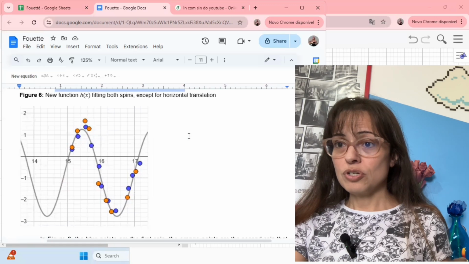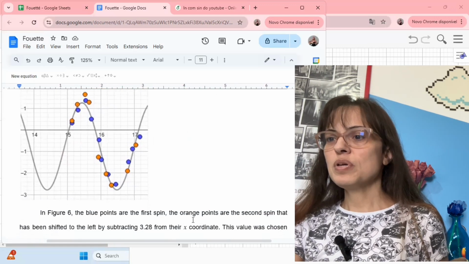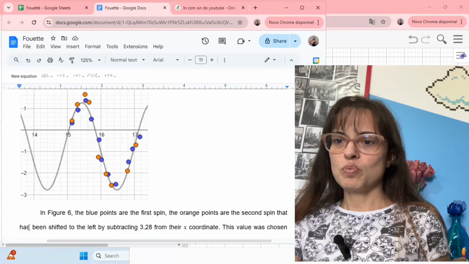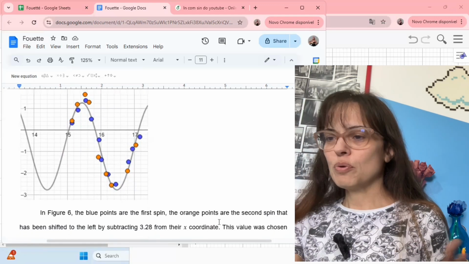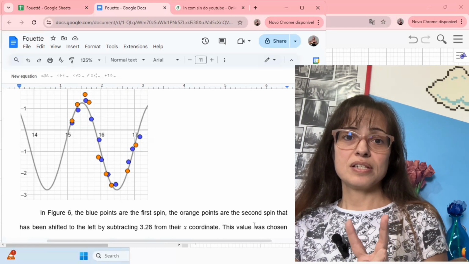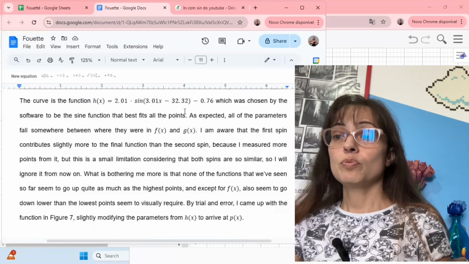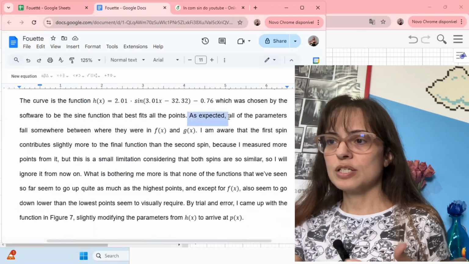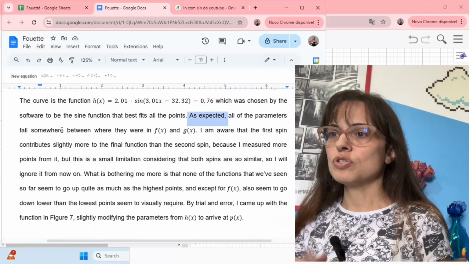So here's a new function. It is h of x. The blue points are the first spin and the orange points are the second spin that has been shifted to the left by subtracting 3.28 from their x coordinate. Why 3.28? It was the distance between the first point that I measured on both spins. Little bit more of description. As expected, all of the parameters fall somewhere in between where they were in the previous functions.